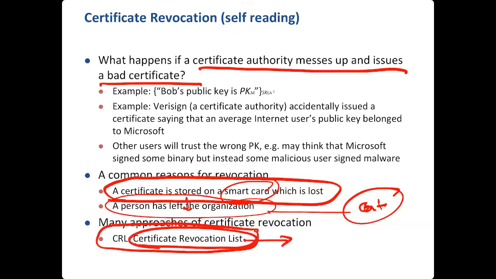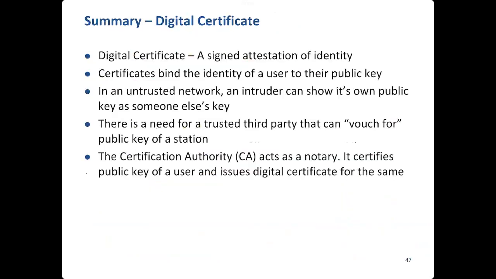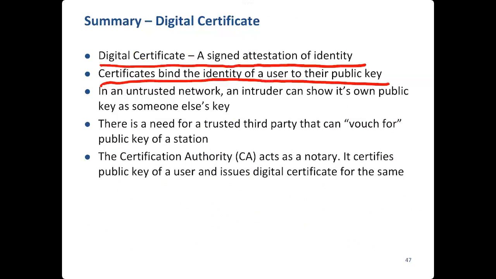Now you can see that a CRL is issued very often by whom? By the CA, organizations of CA or PKI. Basically a browser keeps getting revocation lists from some central entity, and then it learns from that which public keys are invalid. All right. So what we have studied today: a digital certificate is a signed attestation of identity. Certification binds the identity of a user to their public key.